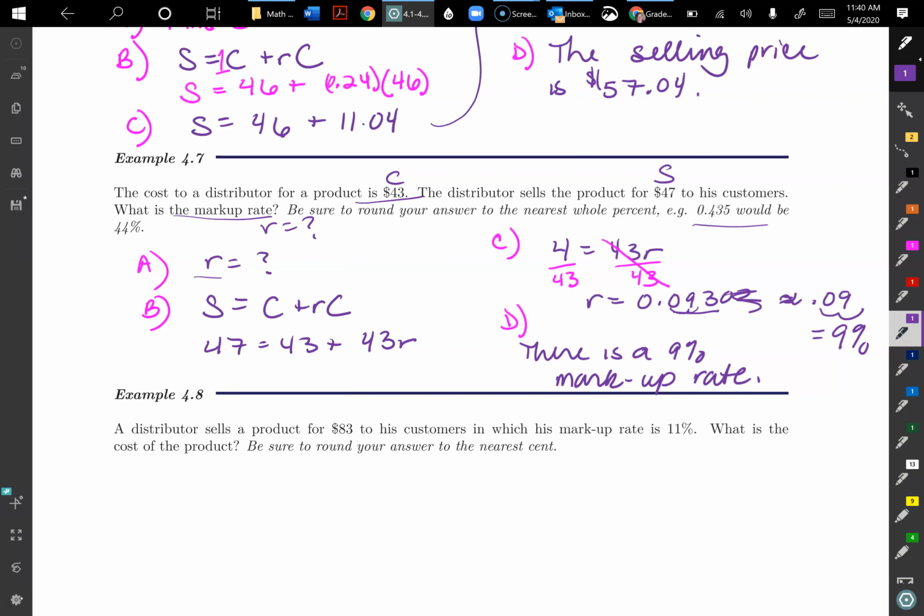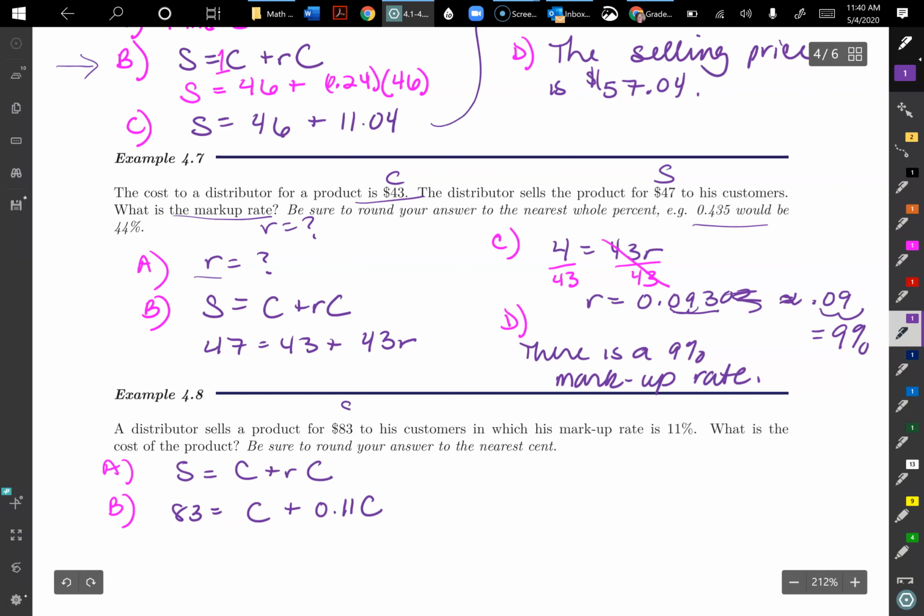Now, example 4.8, I want you to just read through that and see if you can figure out how that lays out. I kind of alluded to it up here a little bit. So pause and try. Okay, so the distributor sells a product for $83 to his customers. So that is S. His markup rate is 11%, so R equals 0.11. What is the cost of the product? So C equals question mark. Be sure to round to the nearest cent.